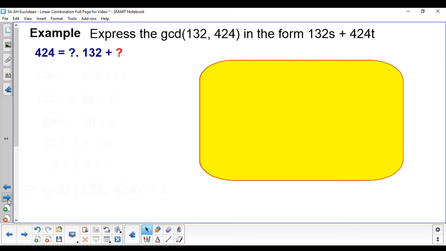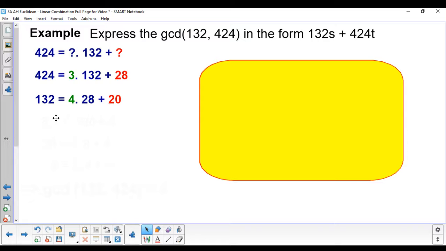Okay, obviously that was a lot to take on, so let's do it again. This time it's got an s and a t, it doesn't matter the letter. Start with 424. So how many 132s are in it? 3 with 28 left over. Again, use the calculator, bring the 132 down, and then you have a remainder of 20.